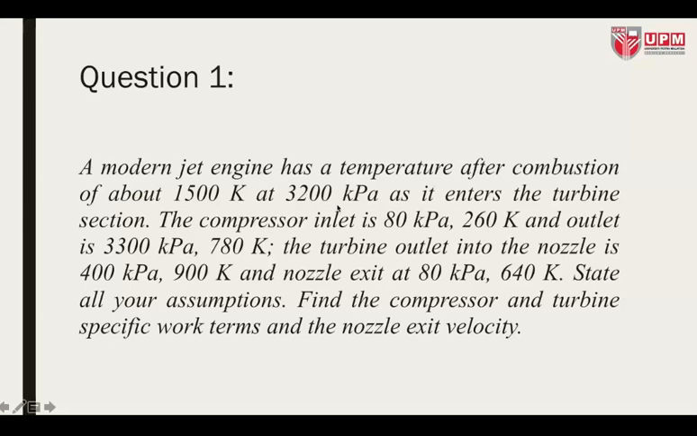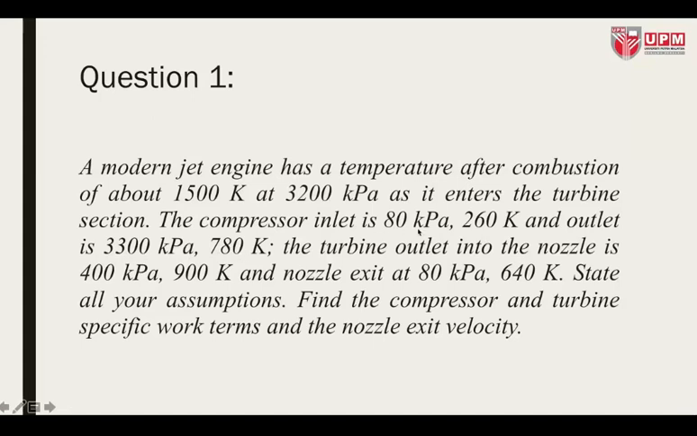The first turbine section that the exhaust gas coming out from the combustion chamber will face is the nozzle guide vane. So the first turbine section is the nozzle guide vane that will receive the high temperature gas. It also provides us with the air values at the compressor inlet, which is set at 80 kilopascal and a temperature of 260 degrees Kelvin. Similarly, they also provide us with the outlet compressor condition with a pressure of 3,300 kilopascal and a temperature of 700 degrees Kelvin.